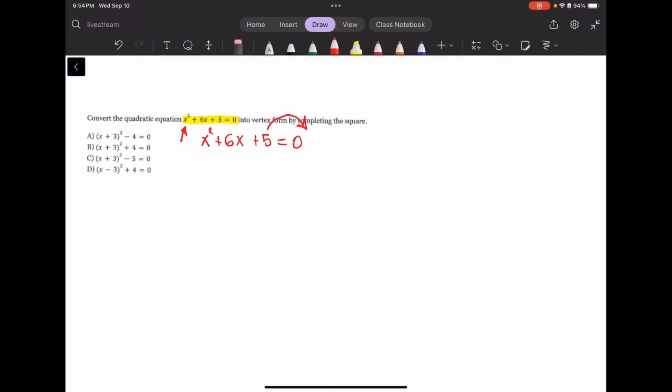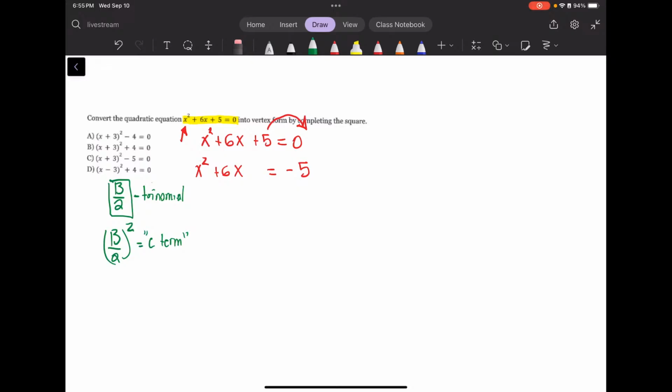And just remember, completing the square is the same concept as going from standard form to vertex form. So if you get confused, I want you to understand that completing the square and going from standard form to vertex form is the same thing. So x squared plus 6x is equal to -5. And for us to complete the square, there are 2 key things we need to know: b divided by 2, and b divided by 2 squared.